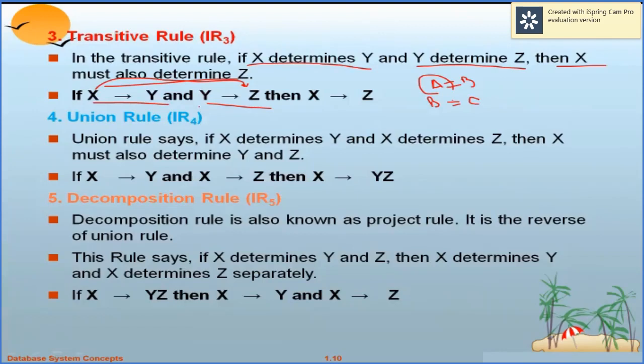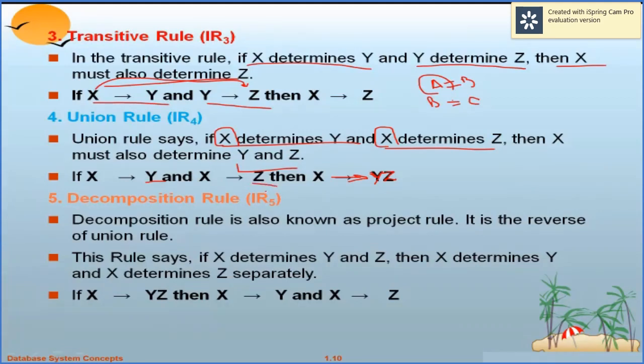Next one is the union rule. So what is this union rule going to say? If x determines y and x determines z, so that means the same x is determining y and the same x is determining z also, in that case x must determine y and z. So you write that functional dependency finally like this: x tends to yz. I should not say product, but it's a combination of y and z. X is also determining the combination of y and z. So this is rule number 4.